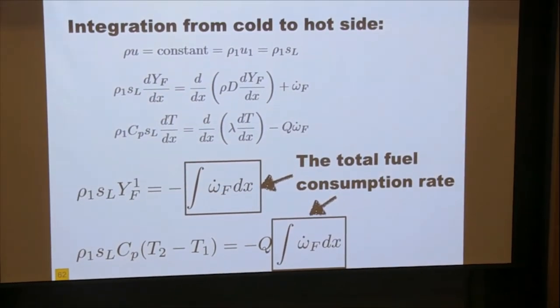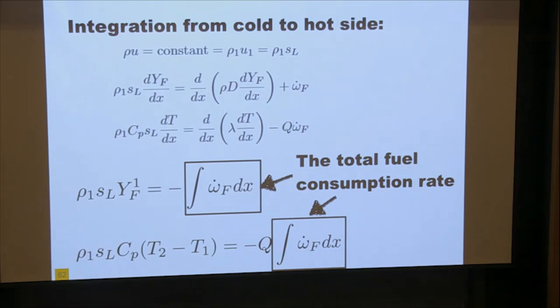And if you do that, this is a constant, so when you integrate the derivative, you find just the function. So it's Y fuel on one side of the flame minus Y fuel on the other side. Since the flame is lean, YF2 equals zero, I'm only left with this term. And on the right-hand side, these terms go away. Why do they go away?